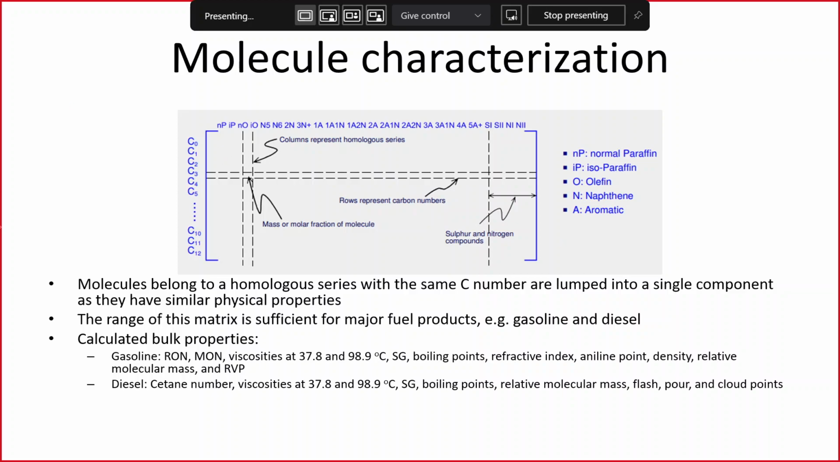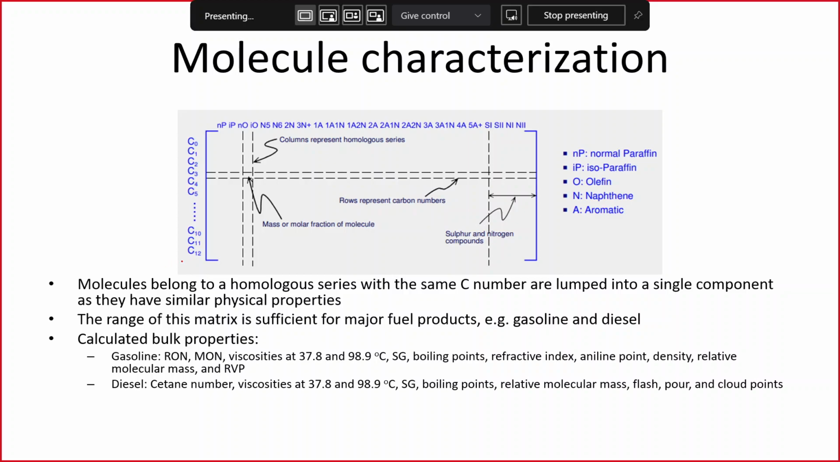So for example, in this case, there's no C0. We have C1, C2, and so on and so forth until C12, for example. This is in the range of naphtha. And then from that naphtha we can make gasoline. So that's basically how the connection is.